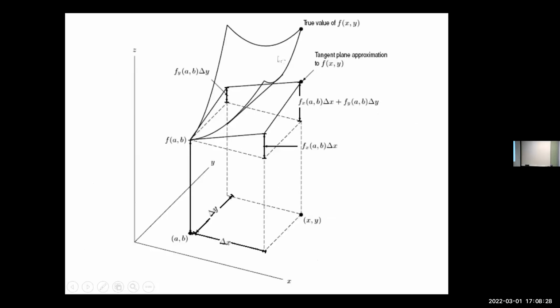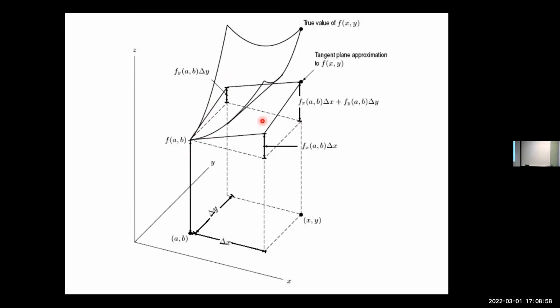I like giving this image because it does a couple things. Number one, it shows a tangent plane right here at the point (a, b). So this is our point of tangency right there. And you can see this is our surface here. It's some curved surface, so our tangent plane is going to diverge from it a little bit. Well, that makes sense.